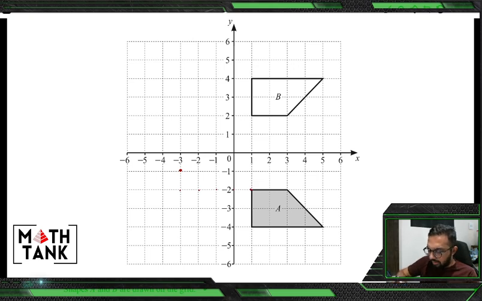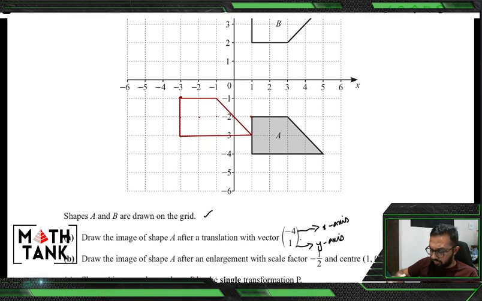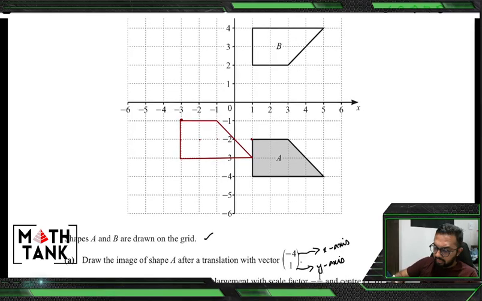So what I can do is I don't really need to count every other point. I can just say that this point is moved here. The shape is going to remain more or less the same, and that's how I'm going to draw it. So the shape remains the same. It's just that there's a movement. I can also verify that I have moved -4 and 1. So that is how it's working. So label that, draw the image of shape A. So you just write down that that's the answer to part A.